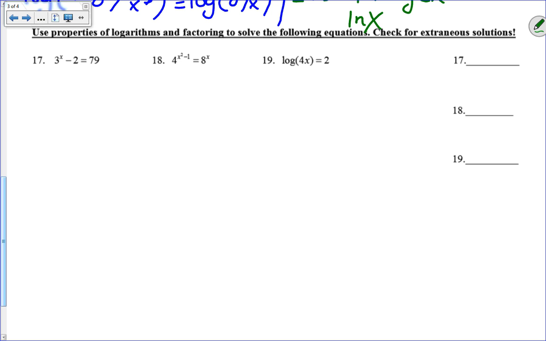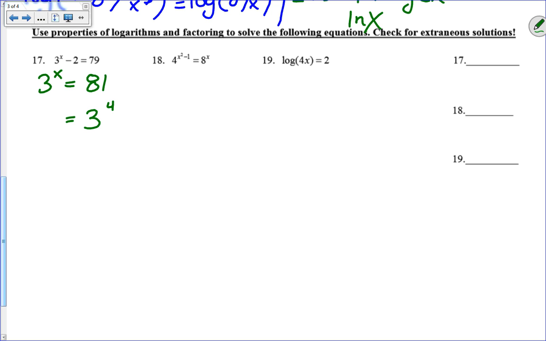Add 2 to both sides. We want to isolate our exponential or isolate our logs, right? So this is an exponential form. We can take it into log form, or we can get a same base, perhaps. Can we get a same base here? So what is 81? 3 to what power?